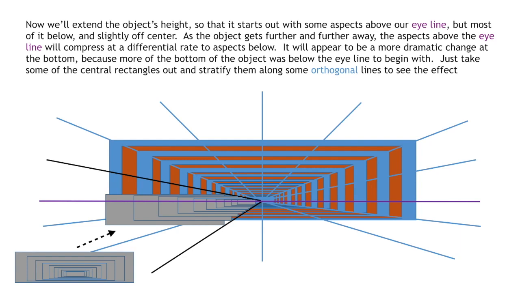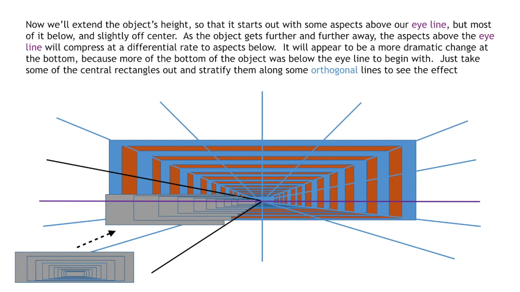All right, now we'll extend the object's height so that it starts out with some aspects of it above our eye line, but most of it below. So now this object is a little bit bigger. It's in front of us. It's now partially above our eye line and partially below when it starts out. As the object gets further and further away, the aspects above the eye line will compress at a different rate to the aspects below. It will appear to be a more dramatic change at the bottom, because more of the bottom of the object was below the eye line to begin with.